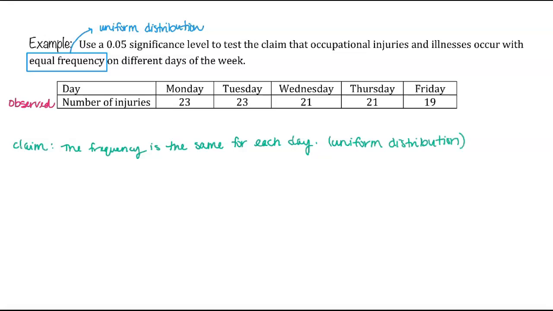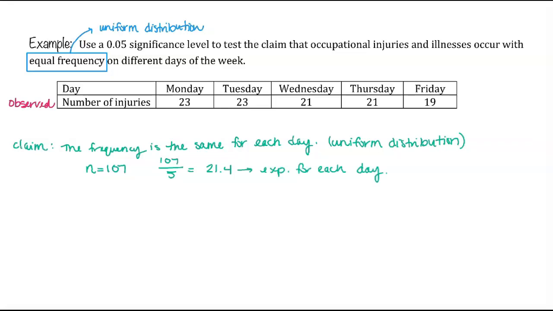If we add up all of the frequencies for all of the categories, we have a total number of injuries, n, equal to 107. If we had equal frequency across all 5 days, we would expect 107 divided by 5, or 21.4 injuries per day. That's the expected value for each day.